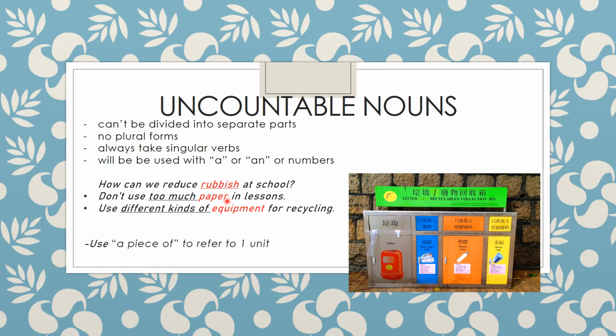Normally, paper is uncountable since it is a material. A material is usually uncountable. Therefore, we use the word too much to describe its quantity. Don't use too much paper in lessons. The word equipment does not have a plural form, even if you are talking about a lot of machinery. It's only in singular form. We use a piece of to refer to one unit. For example, a piece of paper, a piece of rubbish.